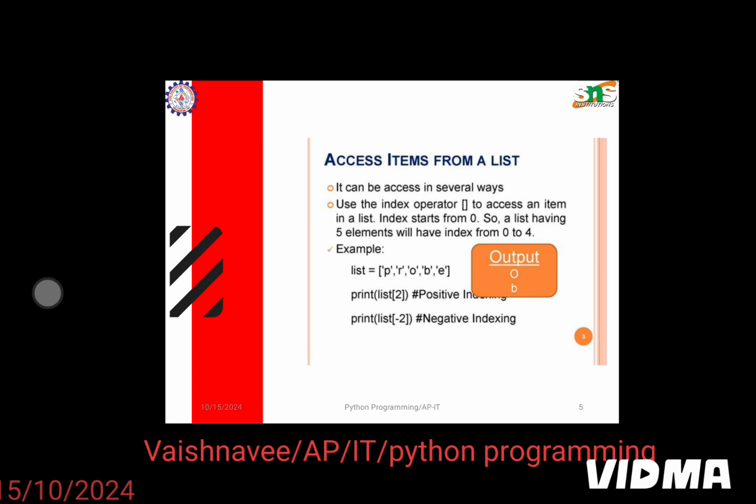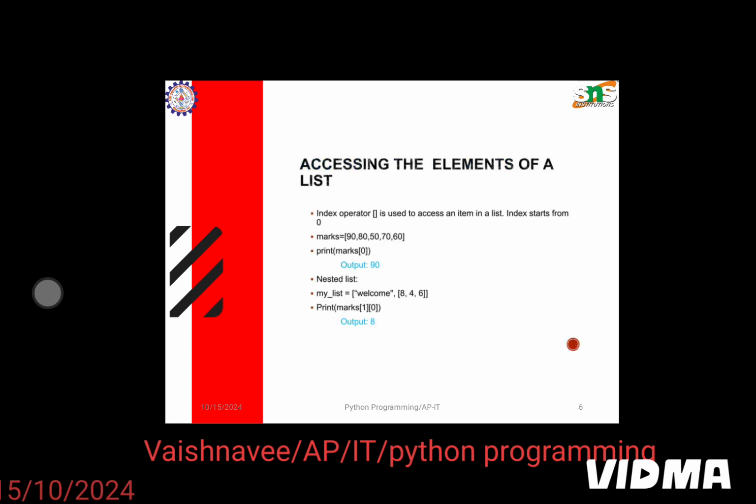The index operator is used to access an item in a list. As we all know, the index starts from 0. We have an example here: a list of marks which has 90, 80, 50, 70, 60. We are going to print the marks at index position 0, so the output will be 90. For the nested list, we have welcome, 8, 4, 6. When it comes to marks[1][0], it will print 8.